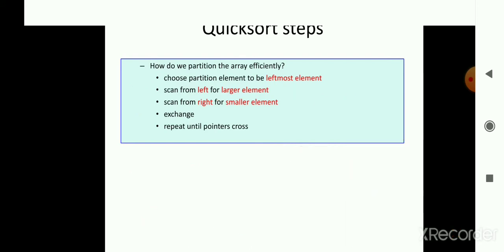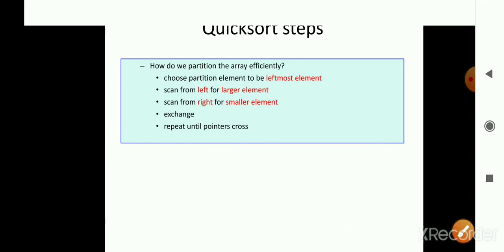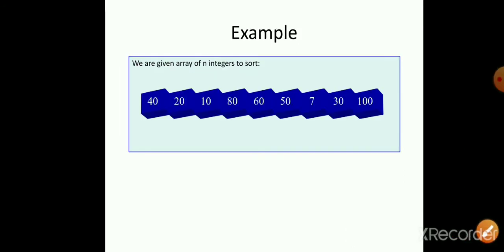When we are going from the left, we find the larger element. When we are going from the right, we find the smaller element. If we find these elements, a larger one from the left and a smaller one from the right, we exchange them. And we repeat this until the pointers cross, meaning until the pivot element is crossed here. So those are the steps. Now we are going to learn it with the help of an example.